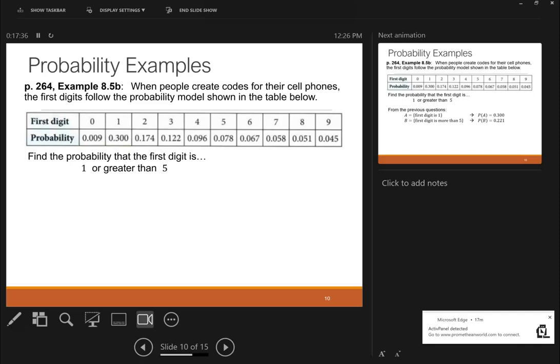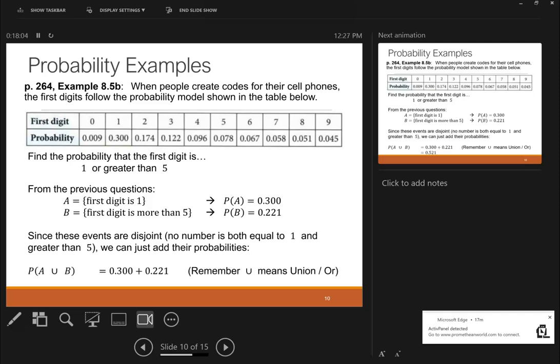Are there any outcomes in common between those two events? 1, 6, 7, 8, 9. No overlap, right? We'd say those events then are mutually exclusive or disjoint. So to calculate the probability, we can just add the probability of 1 and the probability that the digit is greater than 5, which we had calculated previously. We just add them up together. 0.521. Everybody's okay there?